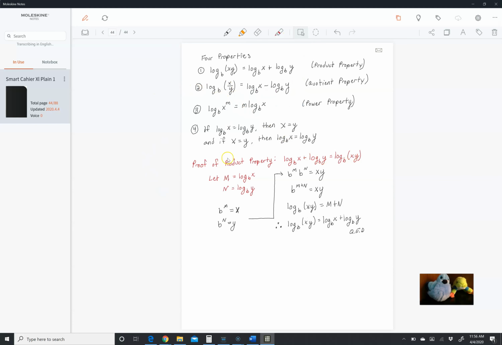So we had our let statement, okay? Then we put our logs in exponential form. Okay, from there, what we did is we took these and we multiplied them. So we multiplied x and y.